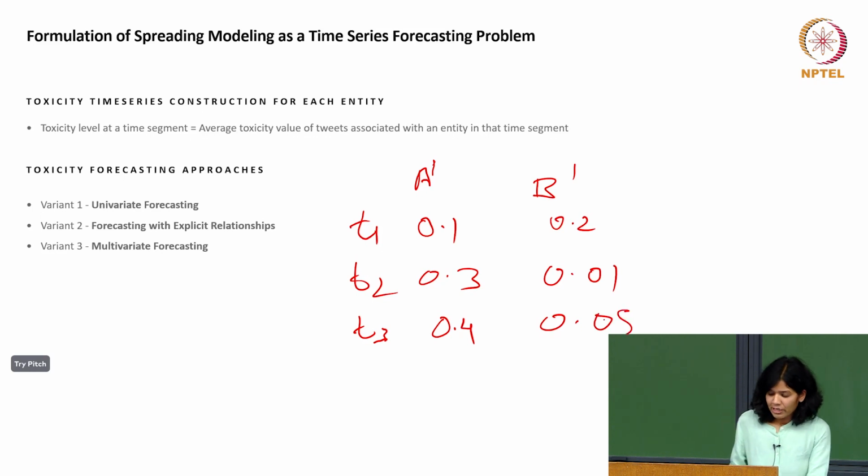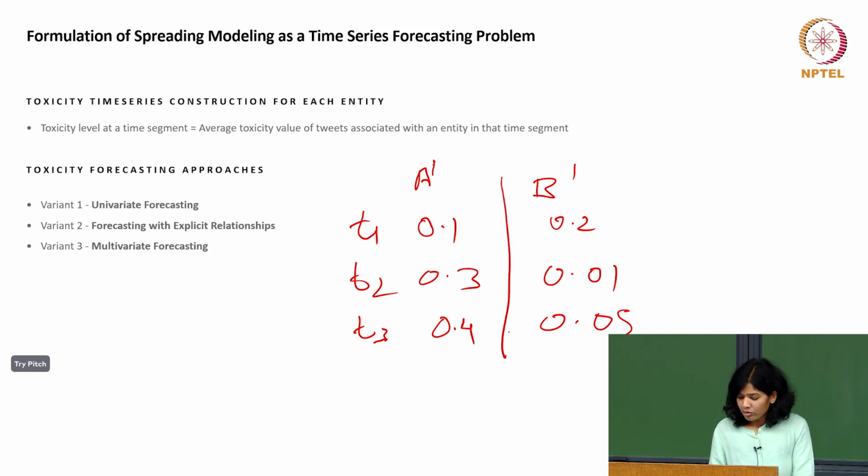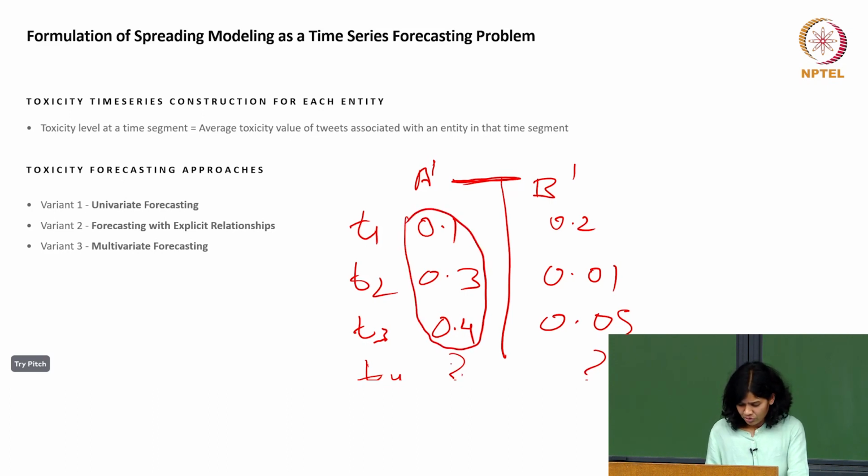Okay, so now I want to forecast for this A dash and B dash, right? They are interconnected. Let's say A and B are connected with each other, but we're ignoring the relationship. We're just saying univariate forecasting. I will just forecast based on whatever A has passed. So I want to forecast for T5, the question mark, so I use these three values to forecast for this slot, right?